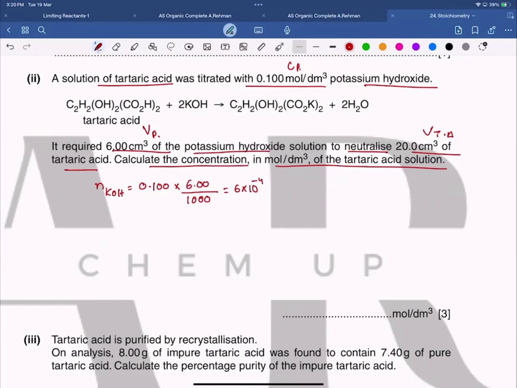Yes, these are the number of moles? Yes, sir. Okay. Yes, sir. Okay.